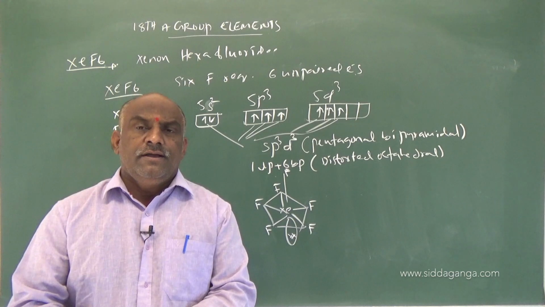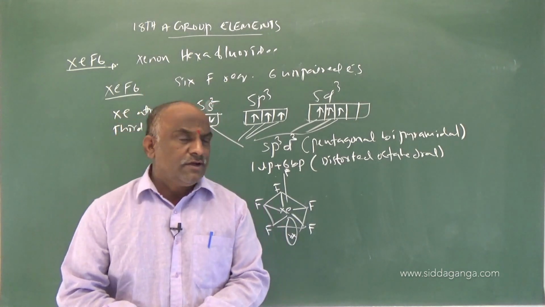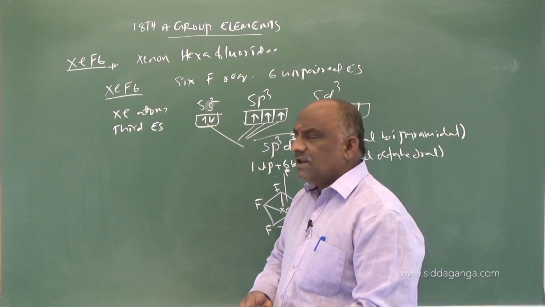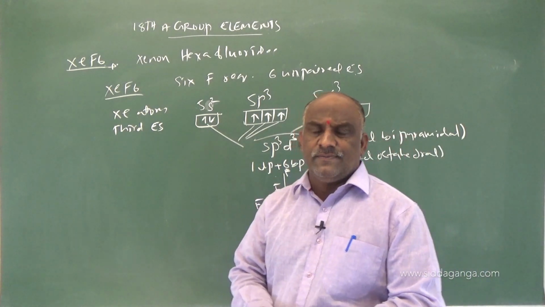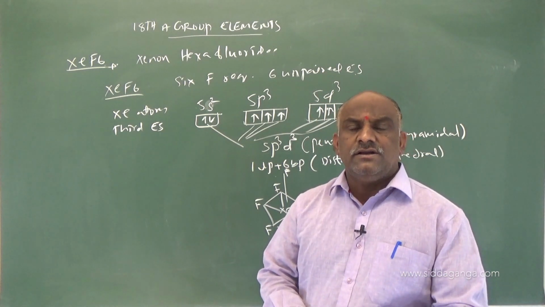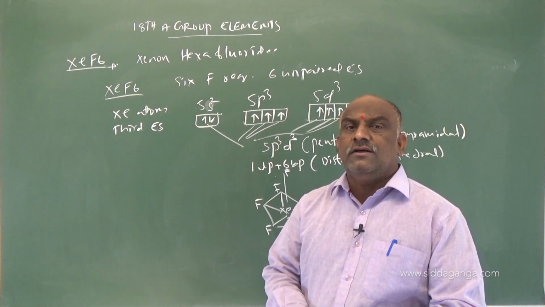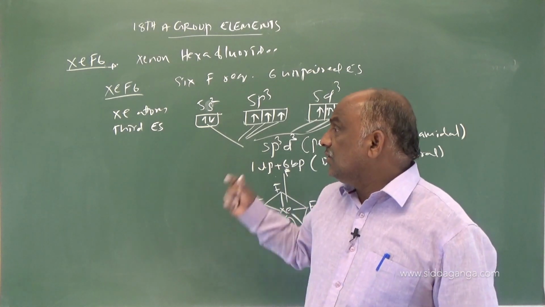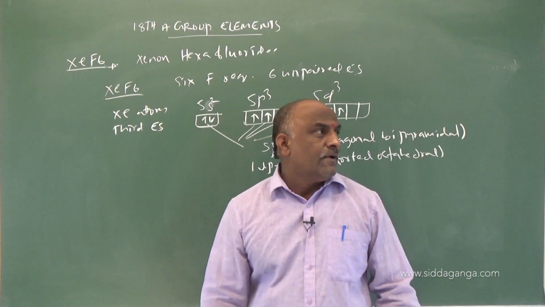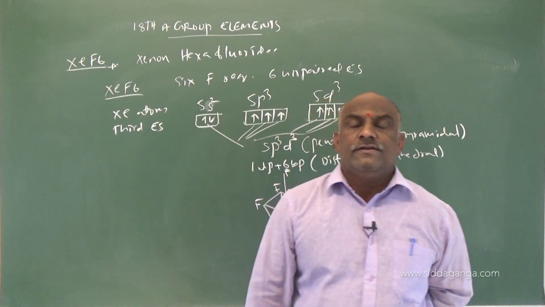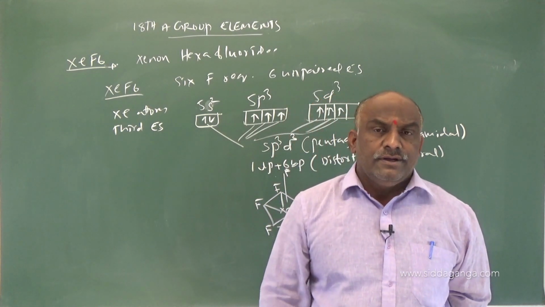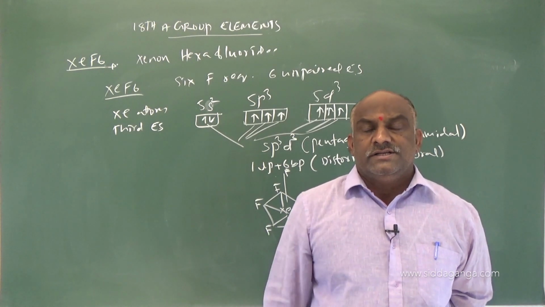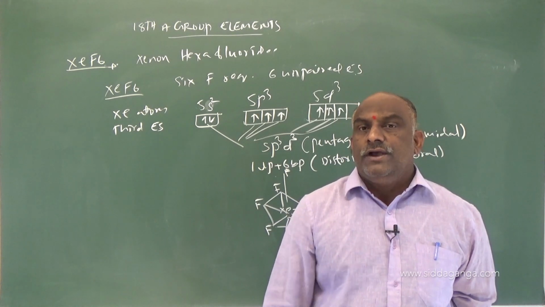Clear? And this xenon difluoride, xenon tetrafluoride, xenon hexafluoride, all three are colorless crystalline solids, and all act as good fluorinating agents. Fluorinating agents means it supplies fluorine to other substances. Clear? Good fluorinating agents.